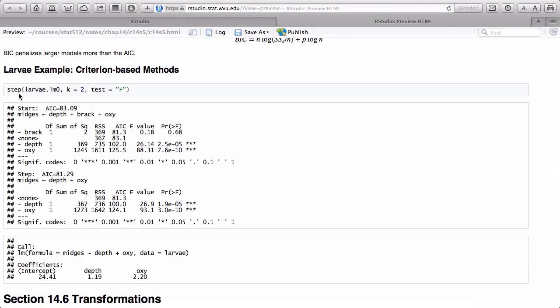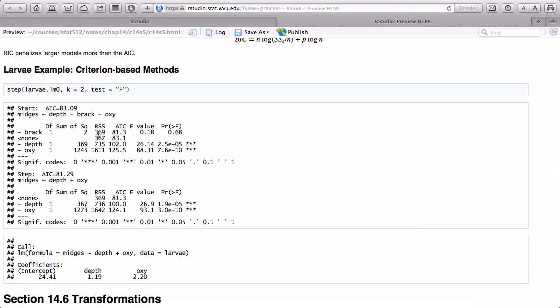So there's a function called step. I'm going to start with LM0, and I'm going to do k equals 2. This is going to look at the full model. Its start value for AIC is 83.09. And this says, what happens if I don't subtract out any, if I subtract out brackishness or depth or oxygen? So this is sort of looking one at a time.